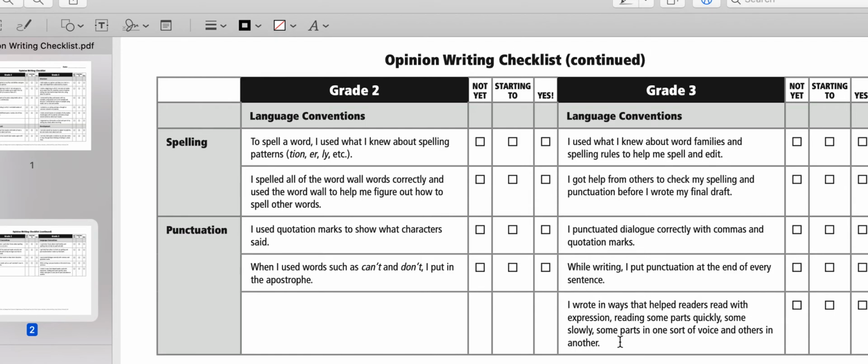So today, I want you to look at your writing and really look at each one of these segments and try to either prove it or decide if you did it. Okay? Good luck. And tomorrow we are going to take all of this information that we have gone through on our opinion writing checklist, and we are going to make ourselves some goals.